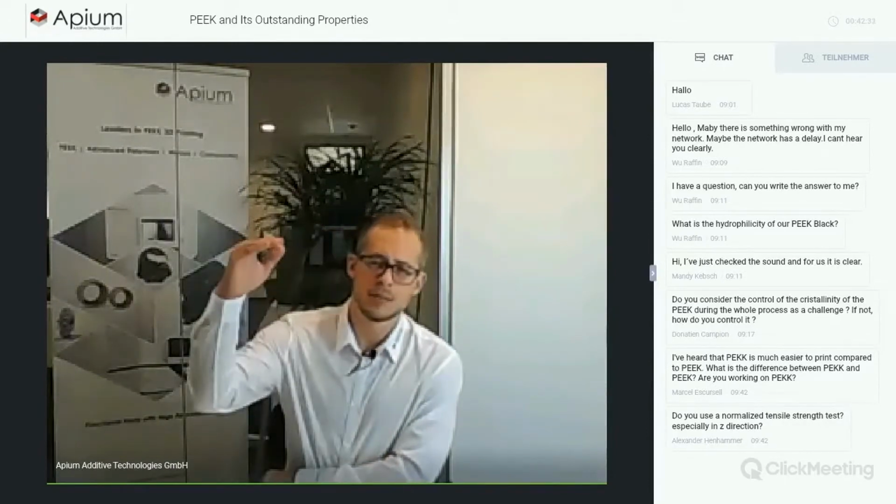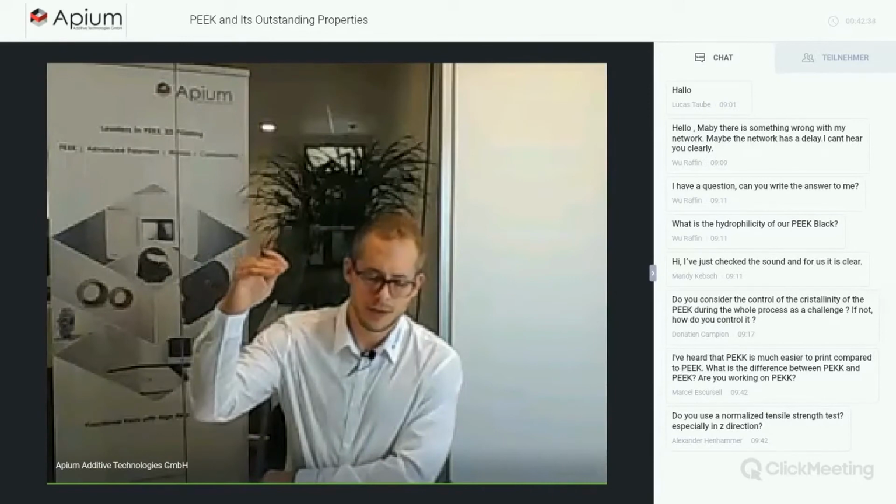I've heard that PEEK is much easier to print compared to PEEK. What is the difference between PEEK and PEEK? Are you working on PEEK? PEEK is something we have already had a look to, that's true. But PEEK normally is even melting at higher temperatures and also has higher mechanical resistance in this case. At the point we were looking at it, it was even more challenging than PEEK for us.